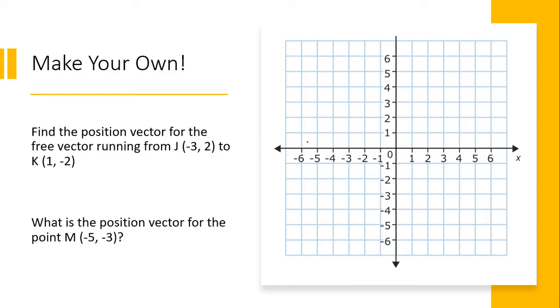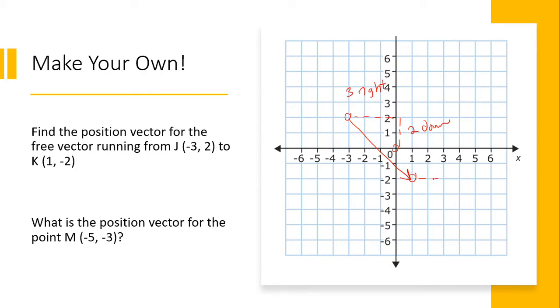Okay, so let's make a couple of position vectors. We're going to start at J, which is -3, 2. So it's here. This is our initial point, and we're running to K, which is 1, -2. It's tempting, because this one's closer to the origin, to draw it like this, but our free vector is actually like that, with its tip here. So if I have to take that point J and transfer it over to the origin, what am I going to do? I'm going to go 3 right, and I'm going to go 2 down. Okay, so we know it'll start here.